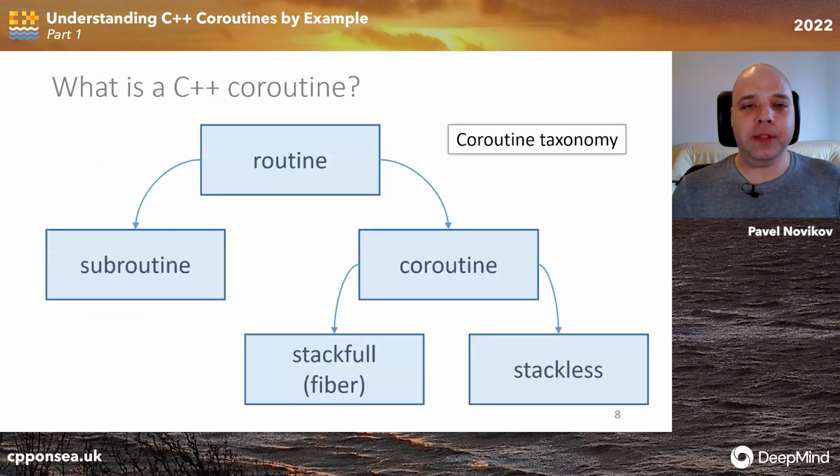So let's recap how we get here. Here is a little taxonomy of routines. So a routine or a program branches off to subroutine and coroutine. Coroutine is a sibling of subroutine. And in C++, we got stackless coroutines, as compared to stackful coroutines that are also sometimes called fibers.